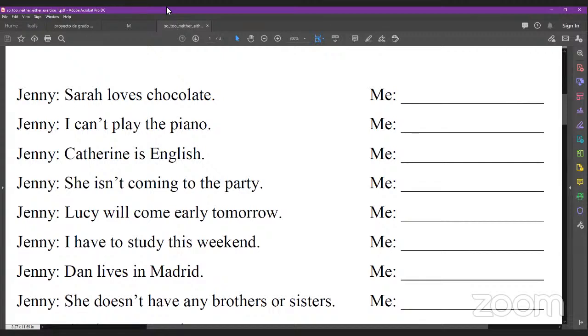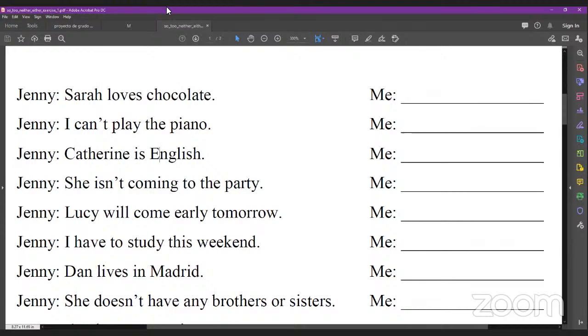Jenny me está contando sobre una tercera persona que es Sara y me dice, Sara le encanta el chocolate. Entonces yo voy a responder, Sara loves chocolate. En este caso todas vamos a estar de acuerdo, sea positivo o negativo, pero vamos a estar de acuerdo. Si a ella le gusta, a mí también. Si a ella no le gusta, ni a mí tampoco me gusta hacer eso. All right? So in the sentence number 1 says, Sarah loves chocolate. ¿Cómo sería el acuerdo ahí para decir a mí también? A Sara le gusta el chocolate. A mí también. How do you say that in English?